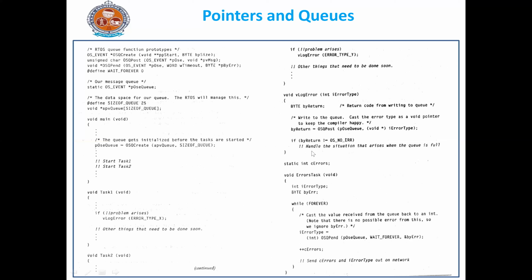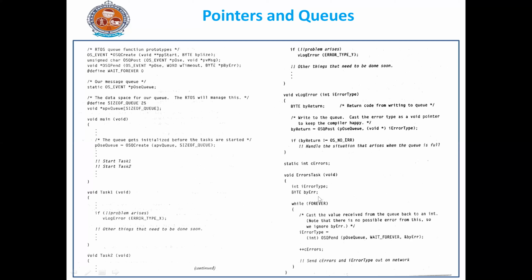Now you can check this return code. Suppose it is not equal to no error, then handle this. That means some error has occurred, like the queue may be full. If the queue is full, you will be unable to write the data. If you have problems like that, then it has to handle the situation. So this is somewhat more elaborated than the previous example.